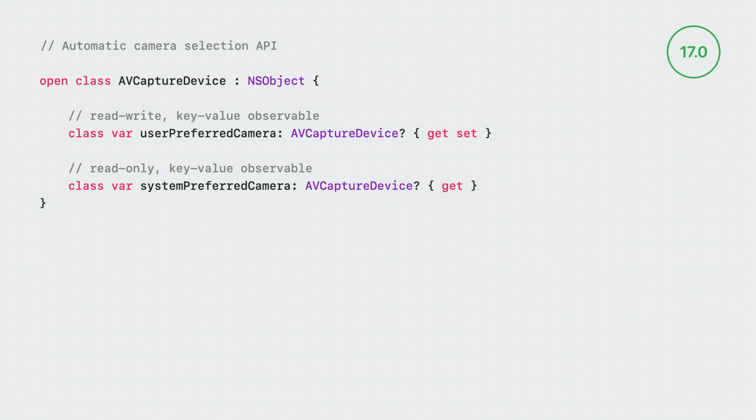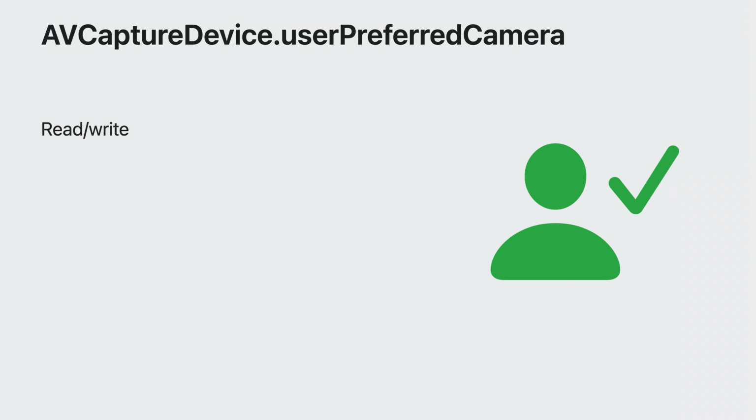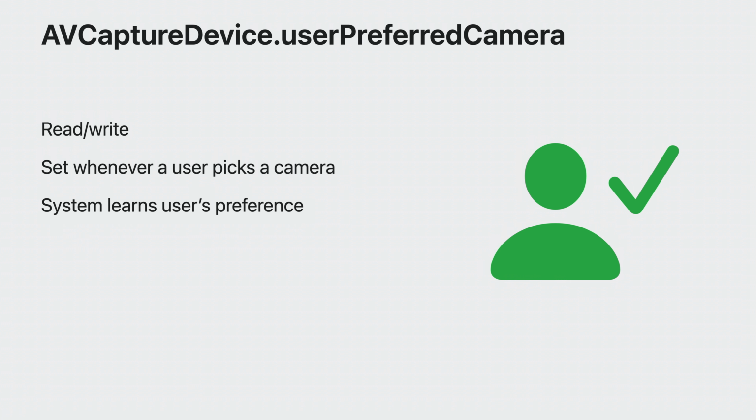Automatic camera selection works by using two new class properties introduced to AV Capture device on iOS: User Preferred Camera and System Preferred Camera. Both of these properties are key value observable. User Preferred Camera is a read-write property that indicates the user's choice of what camera should be used. It should be set whenever a user picks a camera in your app. Doing so allows the system to learn the user's preference.